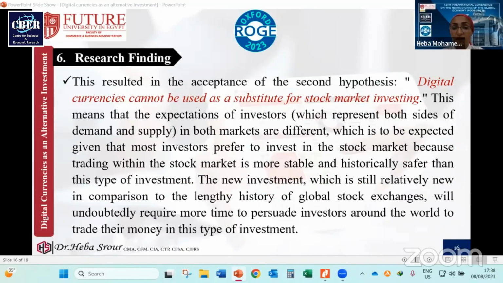This result in the acceptance of second hypothesis. Digital currency cannot be used as a substitute for stock market investment. This means that the expectation of investors in both markets are different, which is to be expected given that most investors prefer to invest in stock market because trading with the stock market is more stable and historically safer than this type of investment.